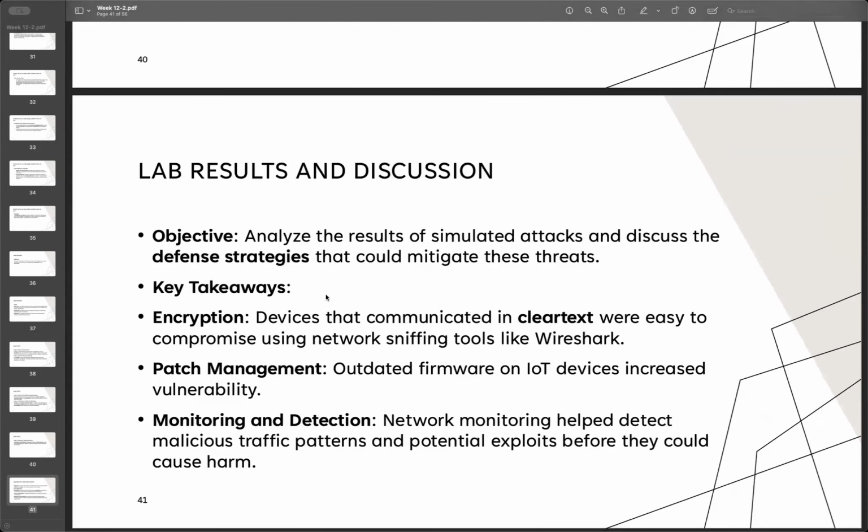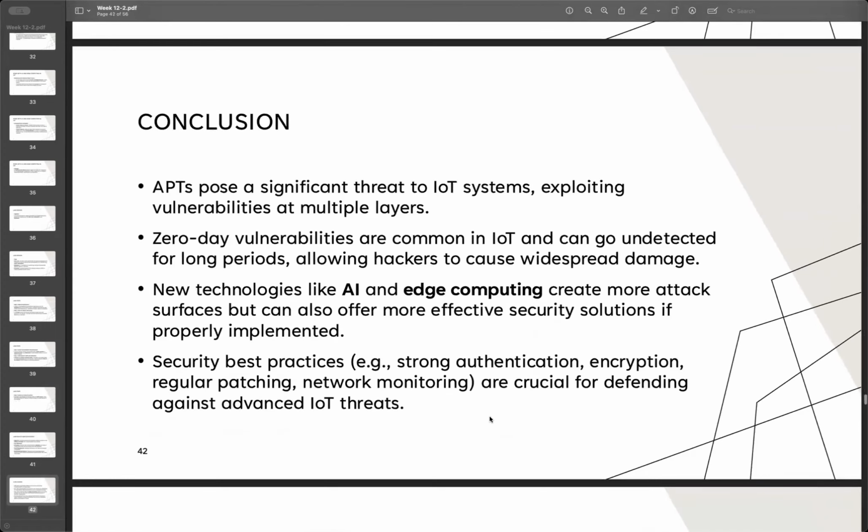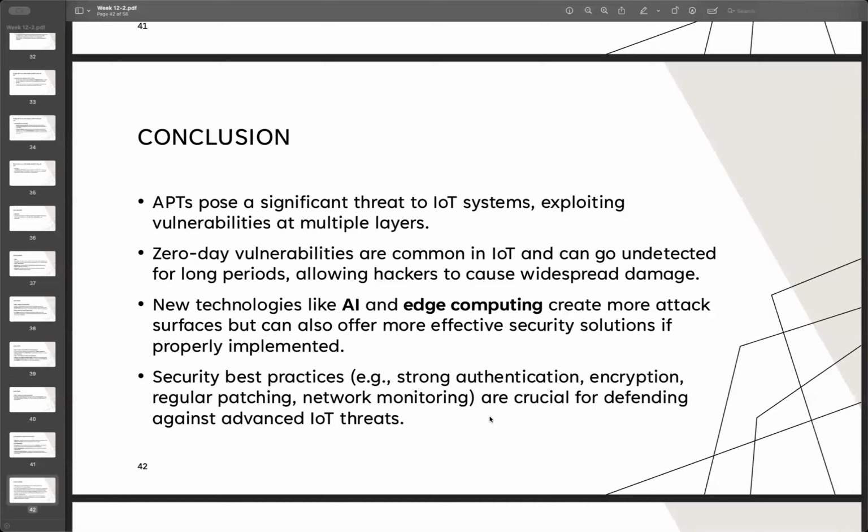Mainly, for this lab, you just think about how we can do encryption. Devices that communicate in plain text are easy to compromise, so we had better encrypt. Then there is also patch management, meaning how to update the firmware, and also how we can monitor and detect on the network, which can help us detect malicious traffic patterns. And so far, that quickly wraps up everything.